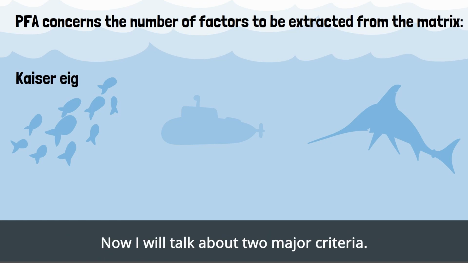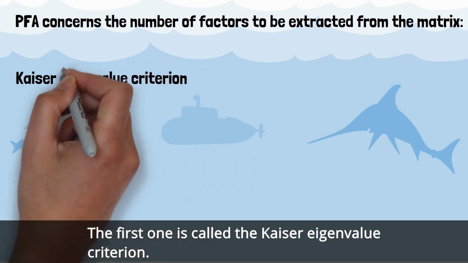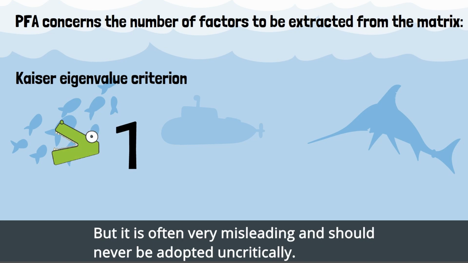Now I will talk about two major criteria. The first one is called the Kaiser eigenvalue criterion. This is the default in SPSS, and it will extract all factors with eigenvalues larger than 1. But it is often very misleading and should never be adopted uncritically.